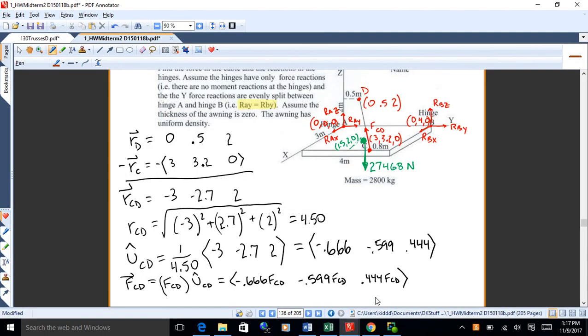So to work this thing, you want to take a moment down the x-axis because you've got A and B on the x-axis. So I would just put my eye right there and look down the x-axis. What that's going to do is eliminate A and B from the equation so I can solve for the cable force. Once I've got the cable force, then I can much more easily solve for the other reactions at A and B. Okay, so that's my strategy on this one.